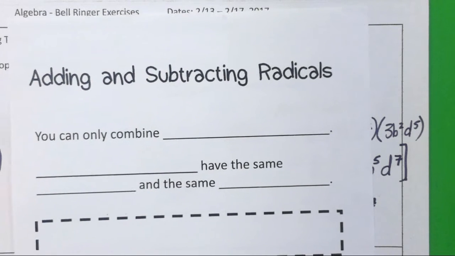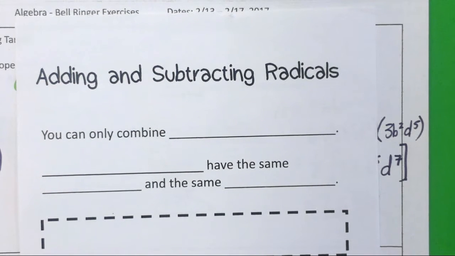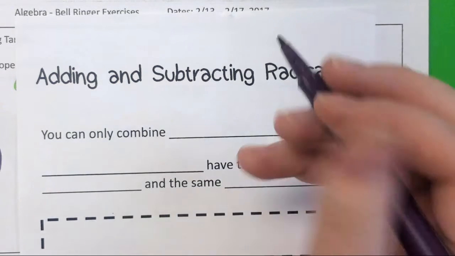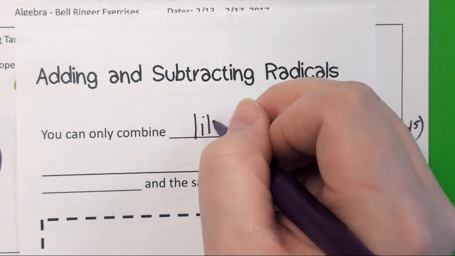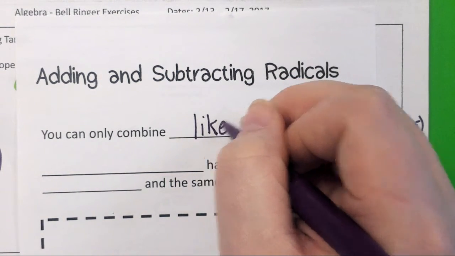Okay, so it starts off with, you can only combine what? Exponents. It normally is like terms. You can only combine like terms. But what we're talking about, we're not doing exponents. We can only combine like, well, radicals.